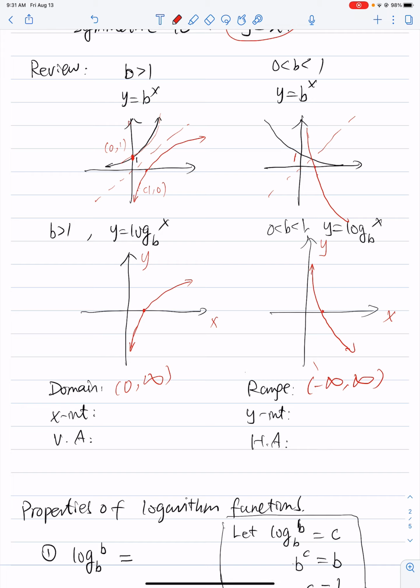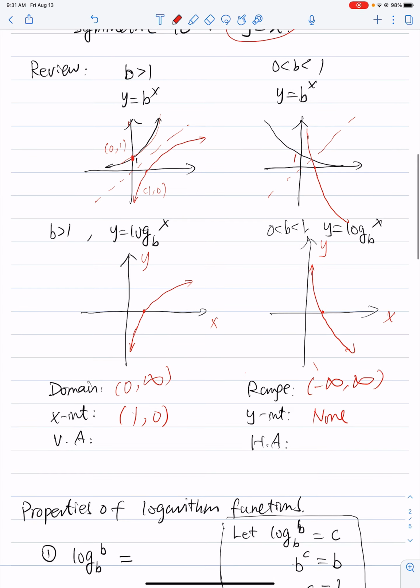You with me? The x-intercept, it used to be the y-intercept before, yeah? So what will it be? 1, 0. Y-intercept, what will it be? None. Vertical asymptote, do we have a vertical asymptote? Yeah, so it will be x equal to 0. Do we have a horizontal asymptote? No, none. So you just change your x and y for the exponential and the logarithm. That will be the same thing.